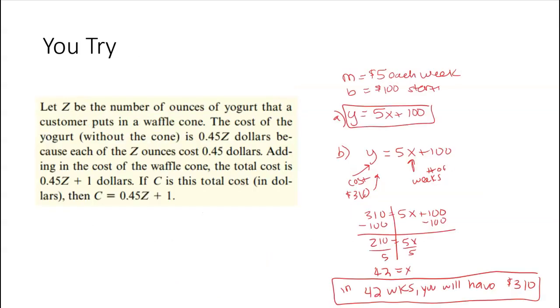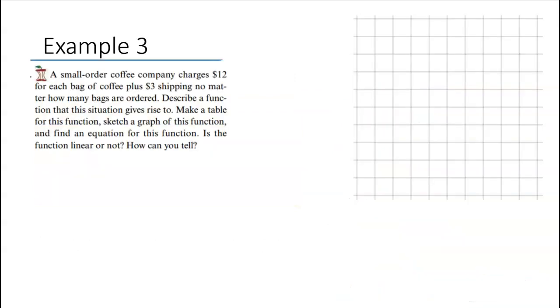And there we go. B was a little bit tricky, making sure you're paying attention to what your variables mean. Let's do another example. A small order coffee company charges $12 for each bag of coffee plus $3 in shipping no matter how many bags are ordered. Describe a function that this situation gives rise to. Then make a table, sketch a graph, and find an equation. Is it linear? How can you tell?